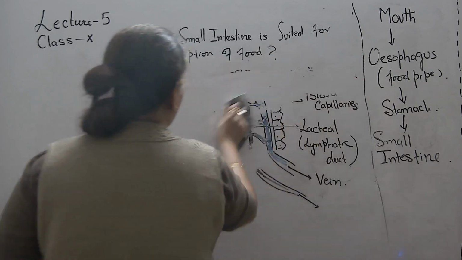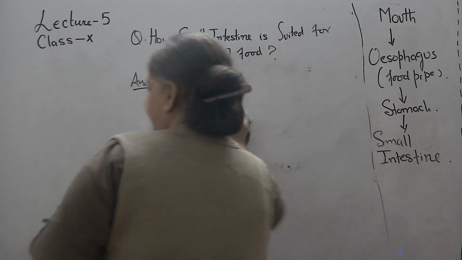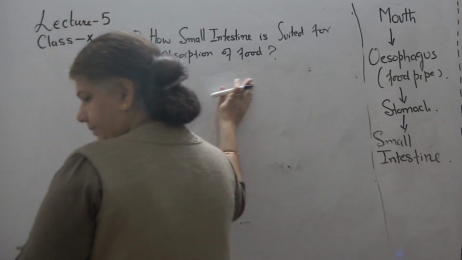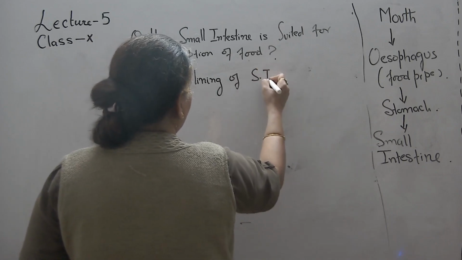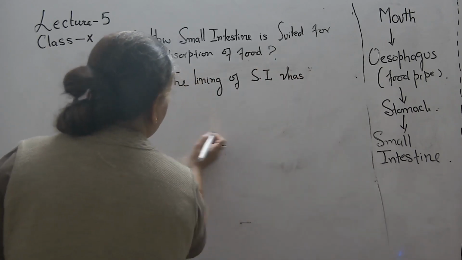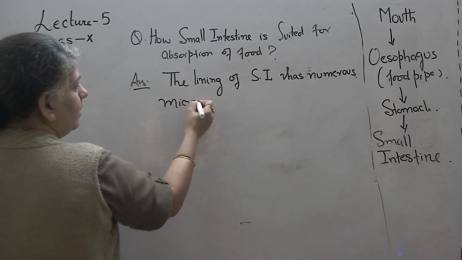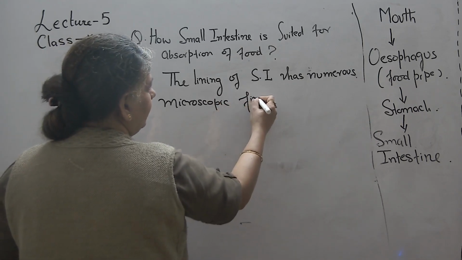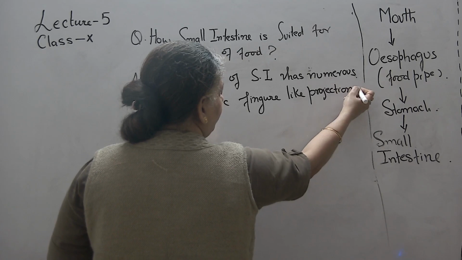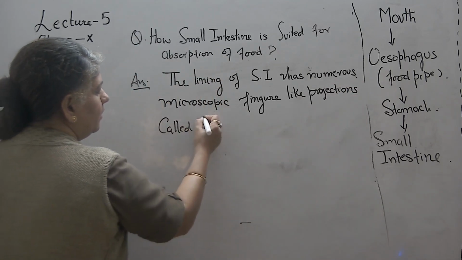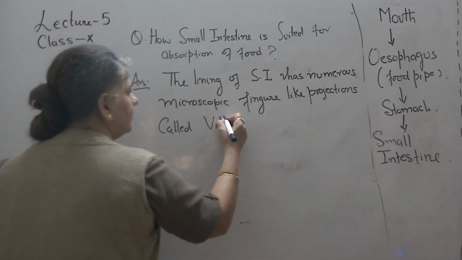So I'll write the answer for you. The lining of the small intestine has numerous microscopic finger-like projections called villi.